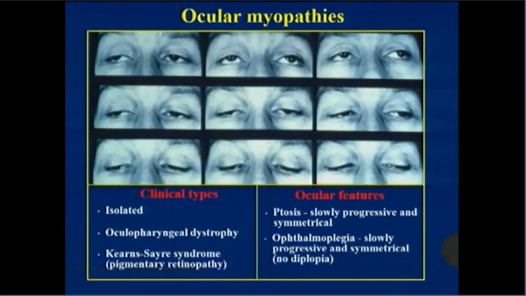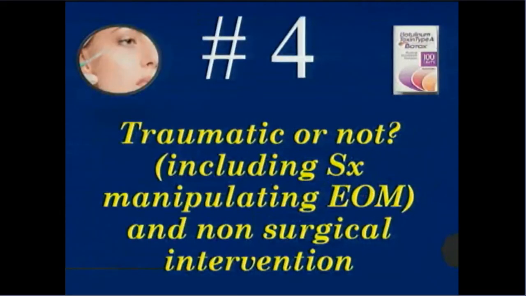Also think about ocular myopathies, which might be isolated or associated with oculopharyngeal dystrophy or Kearns-Sayre syndrome. What is most characteristic here is that the globe becomes more and more fixed, up to a frozen globe. What is interesting in this case is that they tend not to have diplopia because it is symmetrical and progressive. So despite having ptosis and limitation of extraocular motility, they don't have diplopia.